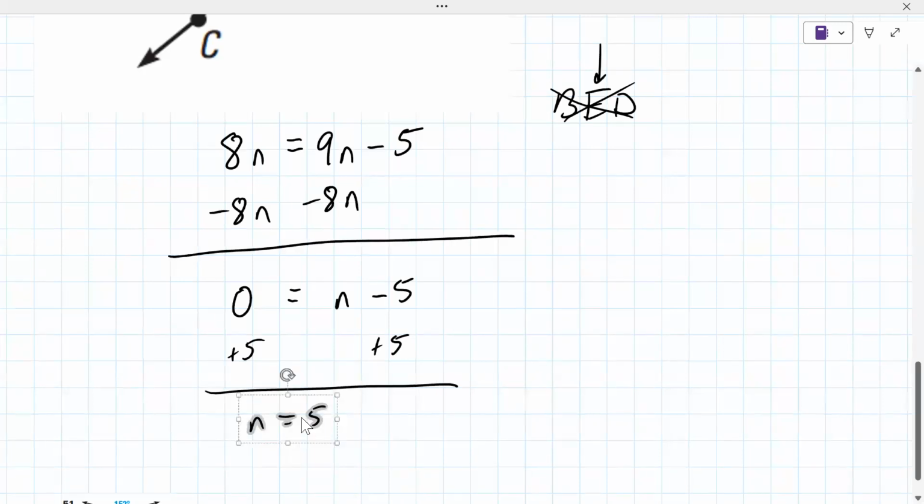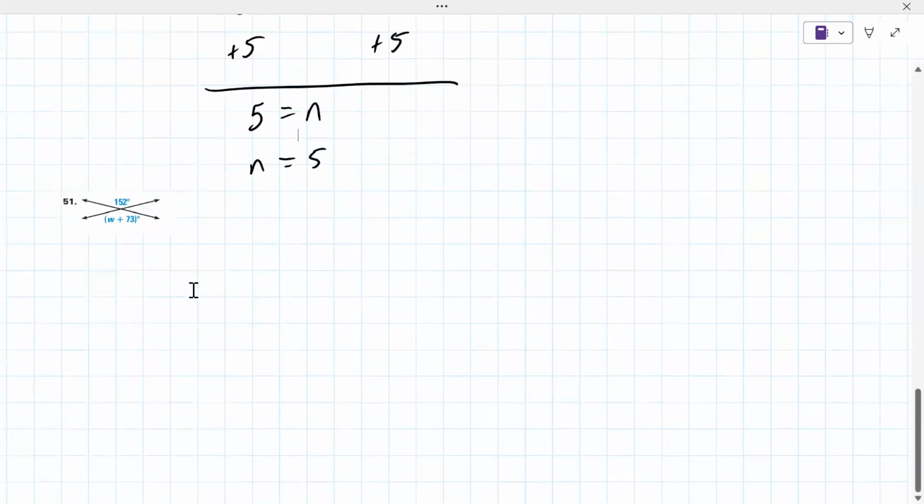I mean, it's really 5 equals n, but then you rewrite it as n equals 5. Okay. Cool. Okay, so new problem here.